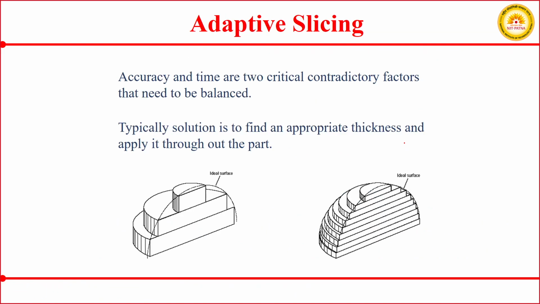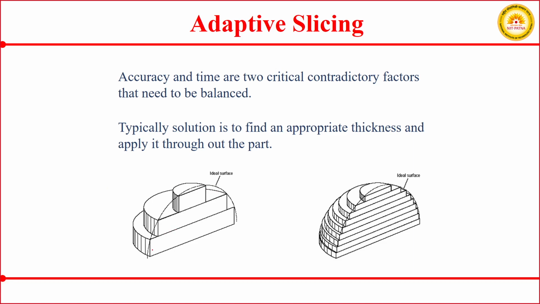Today we are going to talk about adaptive slicing. Till now we have discussed model slicing, where we have assumed that we are slicing the model with some constant thickness, or you can say constant layer height.